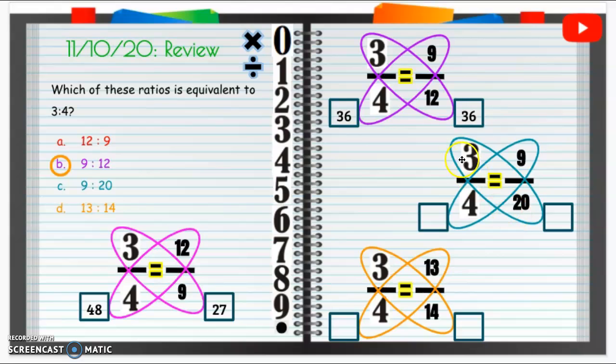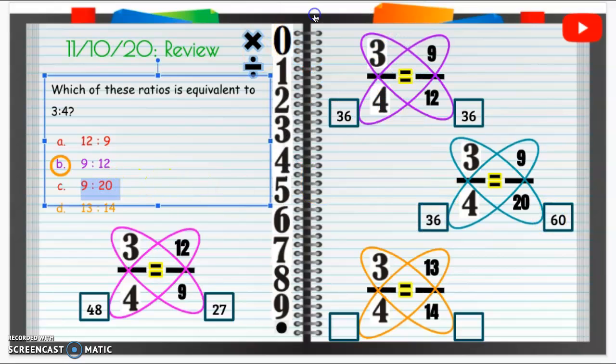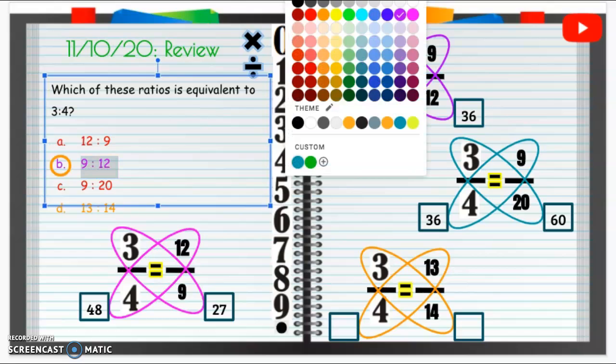3/4 to 9/20. 3 times 20, I know that's 60. 9 times 4, I know that's 36. 36 and 60, nope, not the same. Put that in red. And then I'll put this one in green. My bad. There we go.